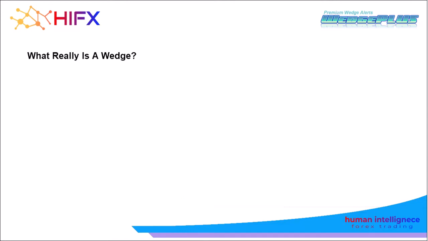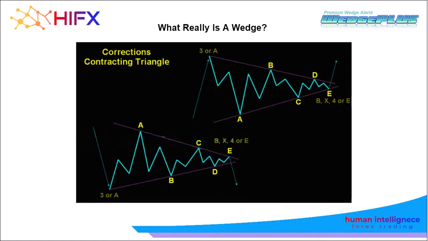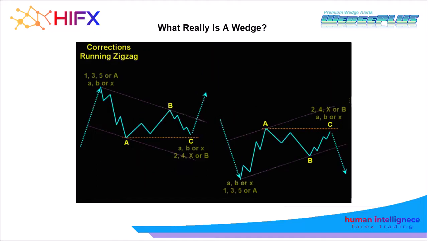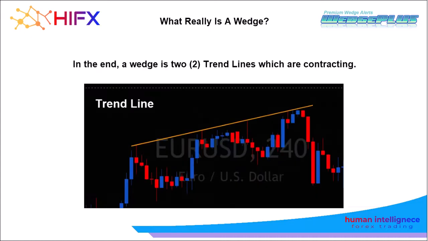So really, when it comes down to it, what is a wedge? All right. Now, I've taught wedge courses before, and advanced wedge traders will learn to look for specific patterns inside the trend lines that define a wedge. They're Elliott wave patterns, and you have triangles, and you actually have zigzags, or are very often referred to as descending and ascending triangles. There's very specific patterns with very specific wave counts in these things. But when it comes down to it, a wedge is nothing more than 2 trend lines which are contracting.